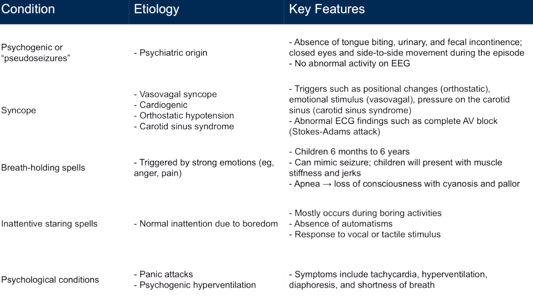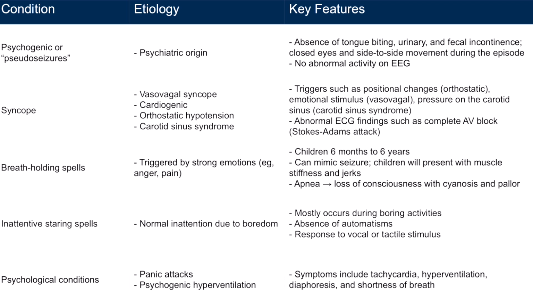Let's move on to syncope. This is another condition that can mimic a seizure. Etiologies include a vasovagal and cardiogenic syncope, orthostatic hypotension, and carotid sinus syndrome. So for these, you're going to look for triggers. Triggers like positional changes that might indicate orthostatic hypotension, an emotional stimulus that could trigger a vasovagal syncope, or a history of pressure on the carotid sinus that could indicate carotid sinus syndrome.